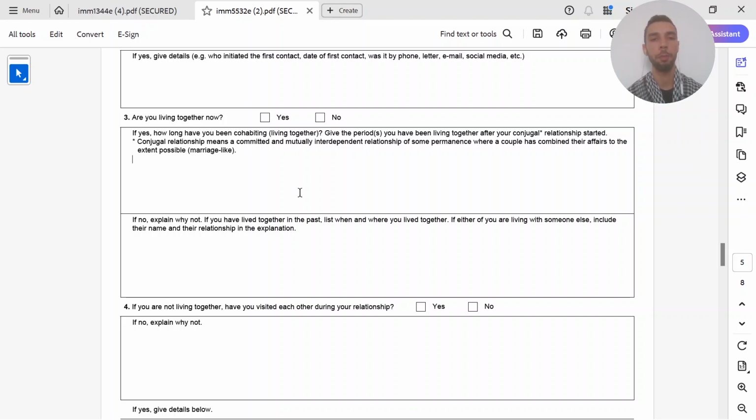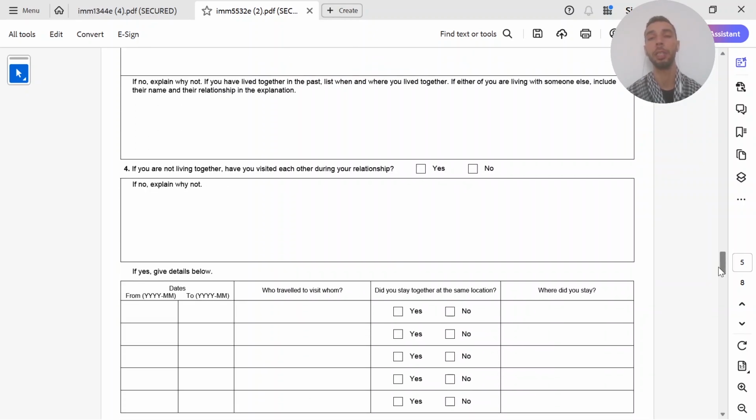But basically, whether you have been living together or not, you need to explain. And in your explanation, you need to give the dates, you need to give the location, and you need to remain factual. State all the facts, the reason why not, and keep it concise because you don't have lots of space, but you want to convey as many facts as possible. Okay, question four. If you are not living together, have you visited each other during your relationship? If yes, you have to provide the details, all the trips you did together, and you need to support pictures for that later, or like plane tickets, and prove that you have been visiting each other abroad. And if no, you have to explain why. So if it was persecution, for example, or let's say the borders were closed during COVID, or whatever the case might be, you need to explain and prove that you tried, but you couldn't for reasons that were outside of your control.